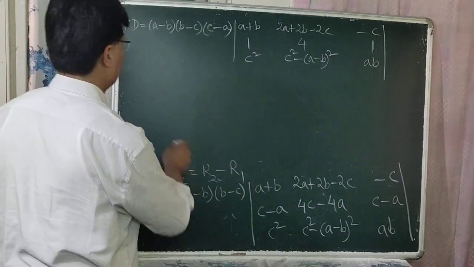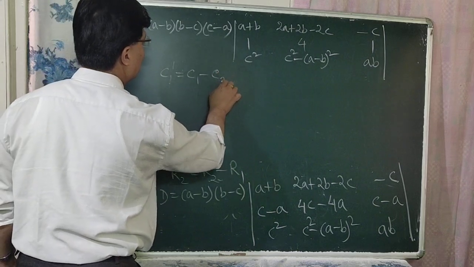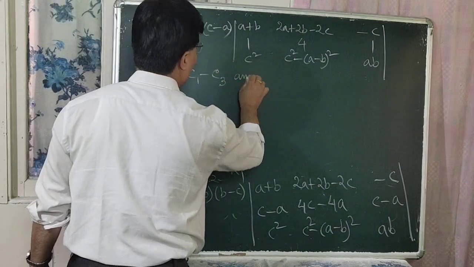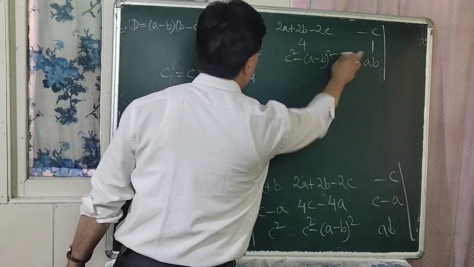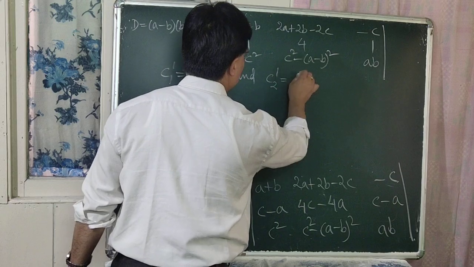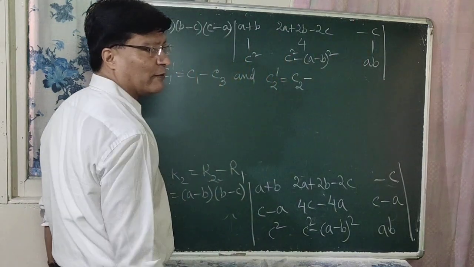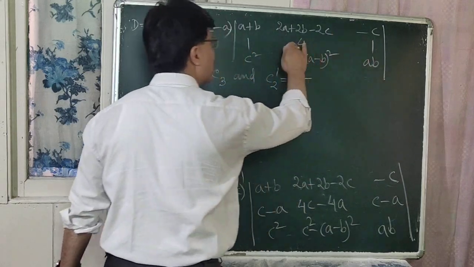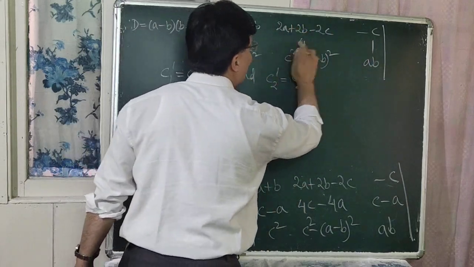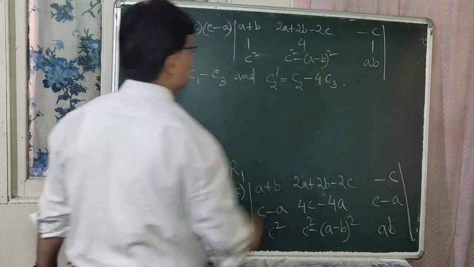Okay? So first of all, c1 dash is equal to c1 minus c3. You have understood? c1 minus c3, 1 minus 1 will be 0 here. And next, c2 dash is equal to c2 minus 4c3. This third column should be multiplied by 4 so that if it is subtracted from the second column, this 4 minus 4 will be 0. Is that clear?